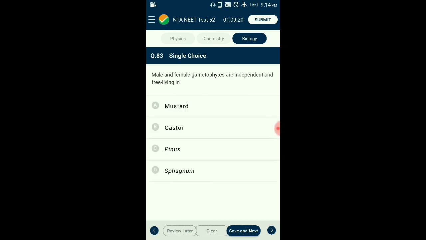Question number 83. Male and female gametophytes are independent and free living in? Sphagnum is a bryophyte in which male and female gametophytes are independent and free living. In Pinus, a gymnosperm, and mustard and castor, angiosperms, the main plant body is a sporophyte. The gametophyte is highly reduced and is completely dependent on the sporophyte. So the answer is option D, Sphagnum.